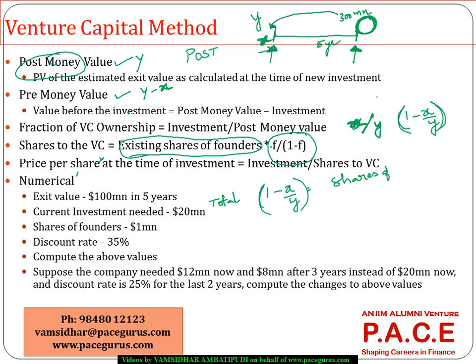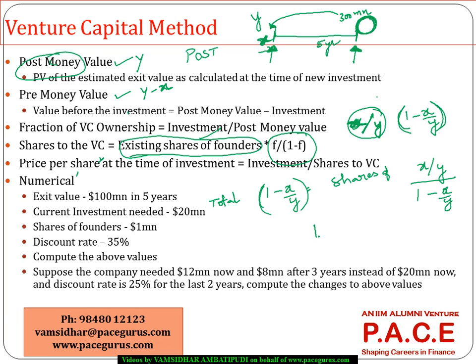Existing shares of the founders. So if 1 minus X by Y shares belong to my founders, obviously F by 1 minus F should be my proportion of shares, because X by Y denotes my proportion of shares, whereas 1 minus X by Y denotes the proportion of shares of the owners. So if I want to find out the number of shares which I need to get, I take the existing shares of my founders and multiply it by F divided by 1 minus F, where F is X by Y and 1 minus F is 1 minus X by Y.